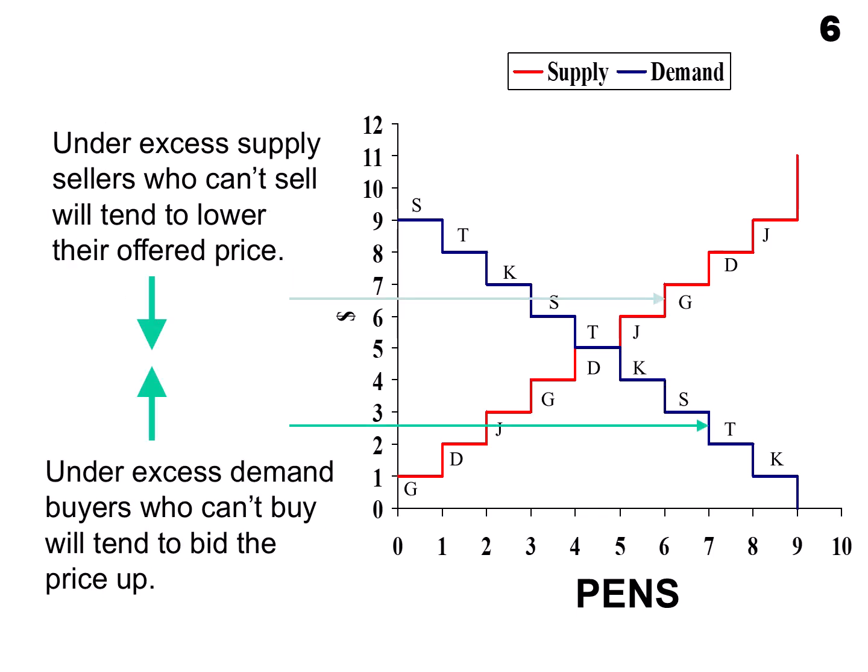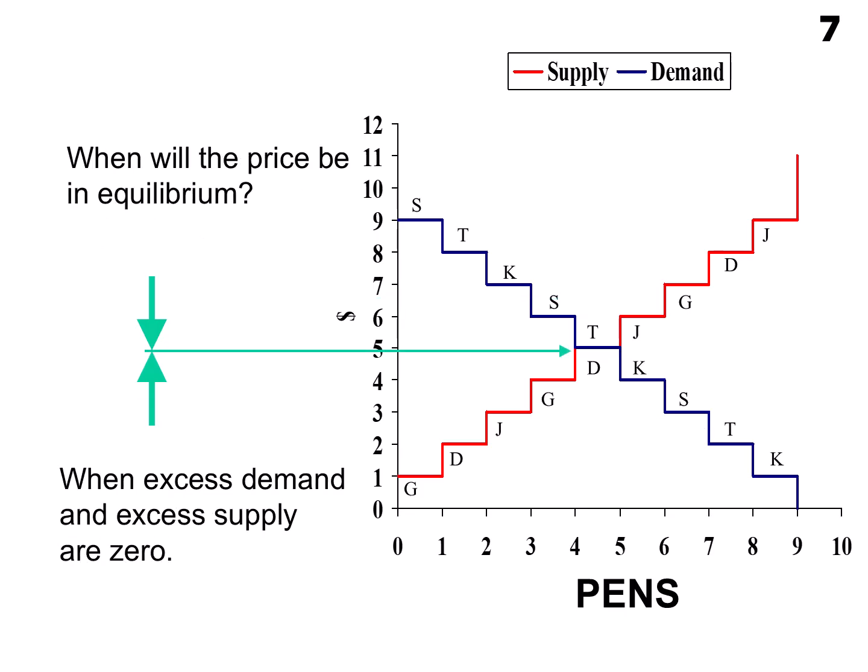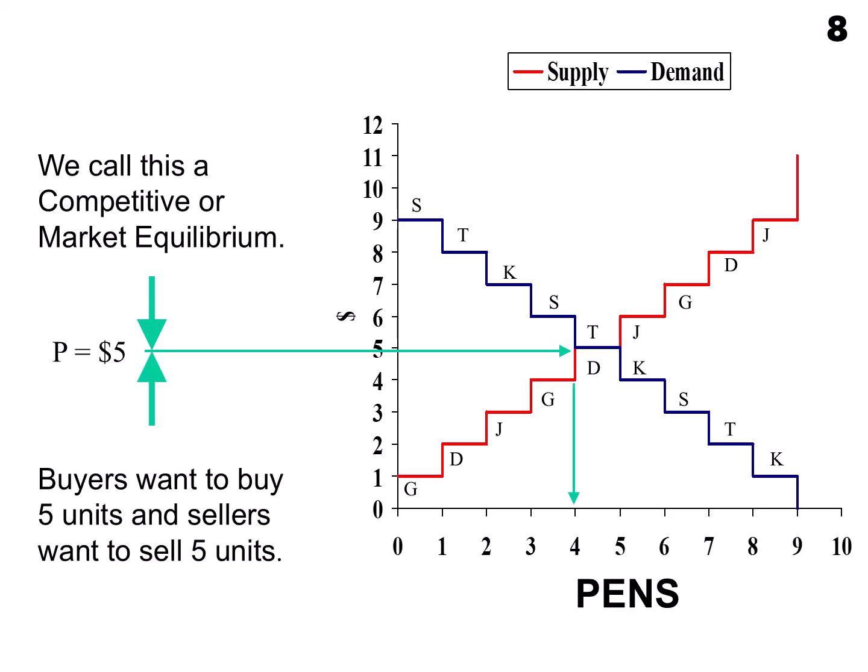Our theory suggests that prices will fall with excess supply and rise with excess demand. This suggests that the equilibrium will occur when there is no incentive to change offers or bids. In our example graph, there is only one price that buyers and sellers will not try to change, and that is $5. The competitive equilibrium price is at $5, and the equilibrium quantity is at 4 or 5 pens.